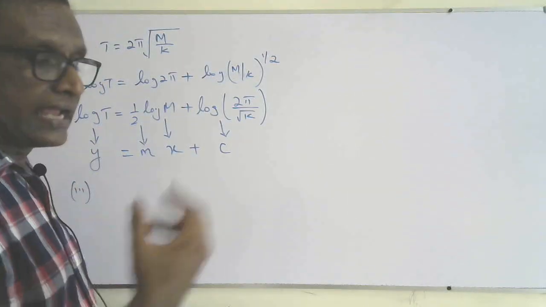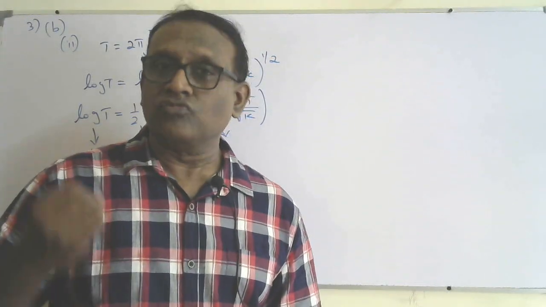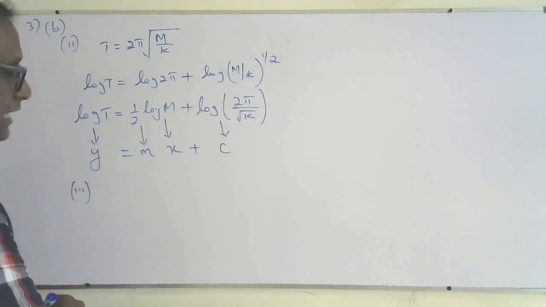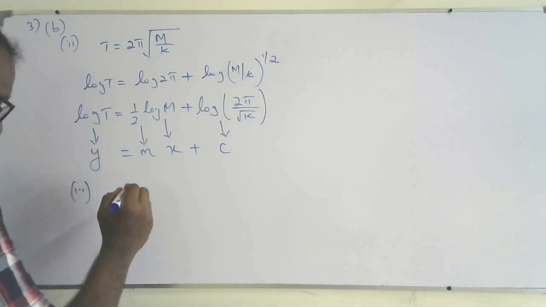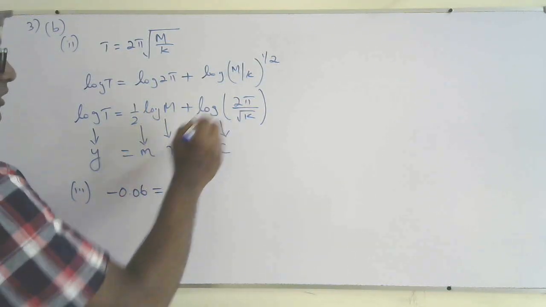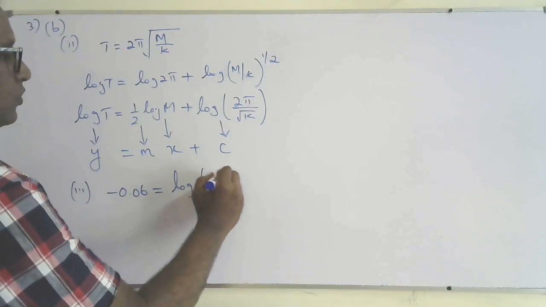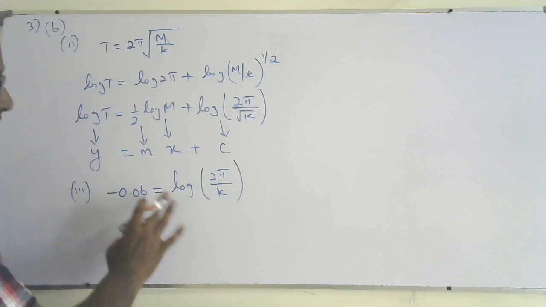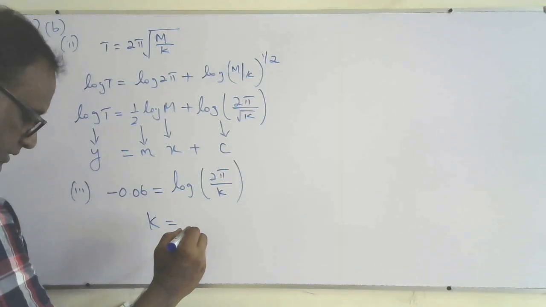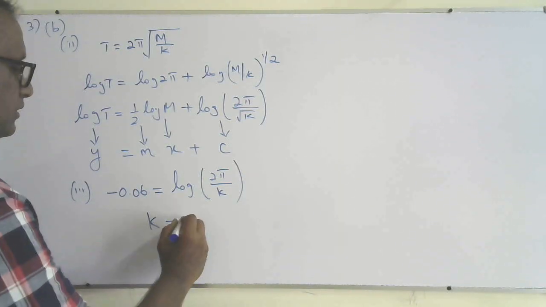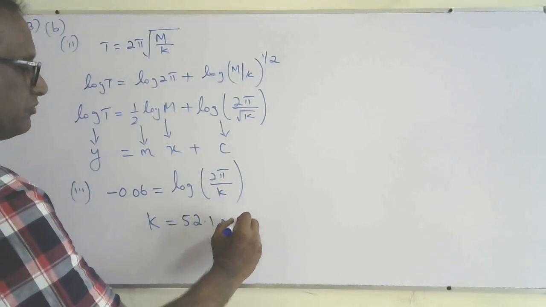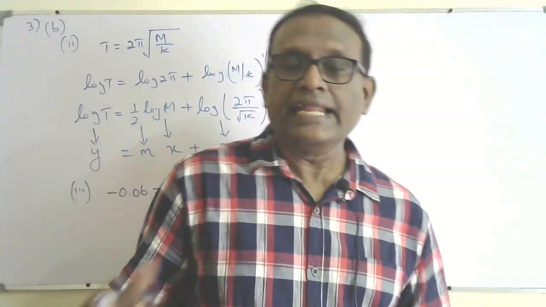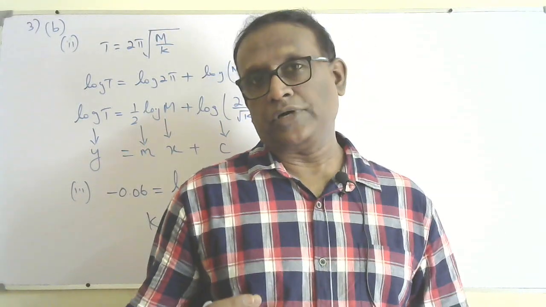So if you can get the value of the y-intercept point from the graph, theoretically the y-intercept point is this one. For example, if you are getting the y-intercept point minus 0.06, that should be equal to log 2 pi over k. So take the log on both sides, solve it and find the value of k. You will get almost 52 odd, 52.1 or something like that. You will get the value for k.